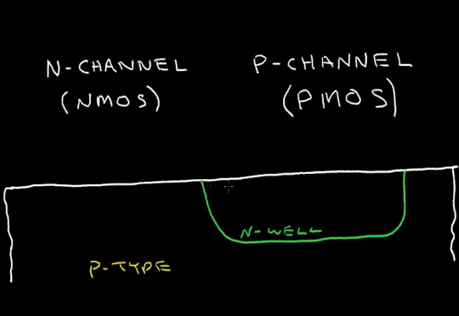Now this N well is going to hold the P-channel or the PMOS transistor, and the P-type wafer will hold the N-channel or the NMOS transistor. So let's create the NMOS transistor. I'm going to put in an N-type diffusion, another N-type diffusion, and construct a gate electrode.